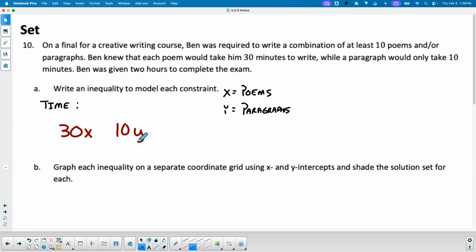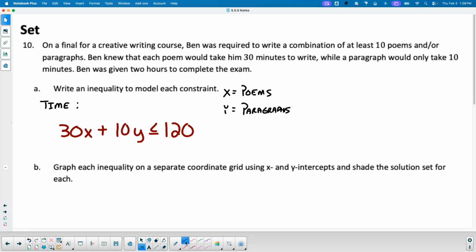What am I going to do with 30x and 10y? Add them together. So that's the amount of time that it's going to take, correct? But how much total time does he have? He has 2 hours, which is 120 minutes. So he has to do that in less than or equal to 120 minutes, because we were dealing with minutes on the first one.